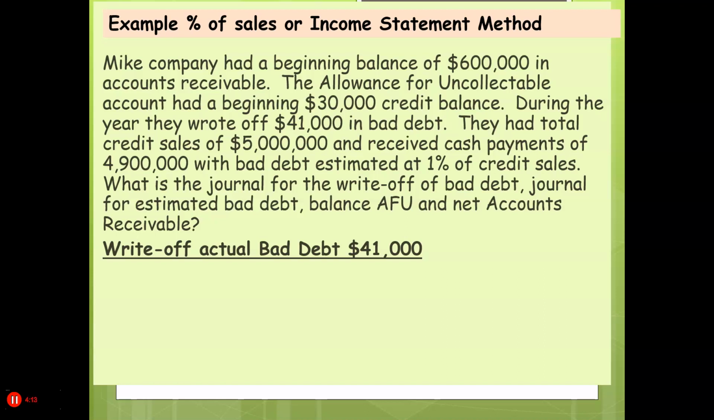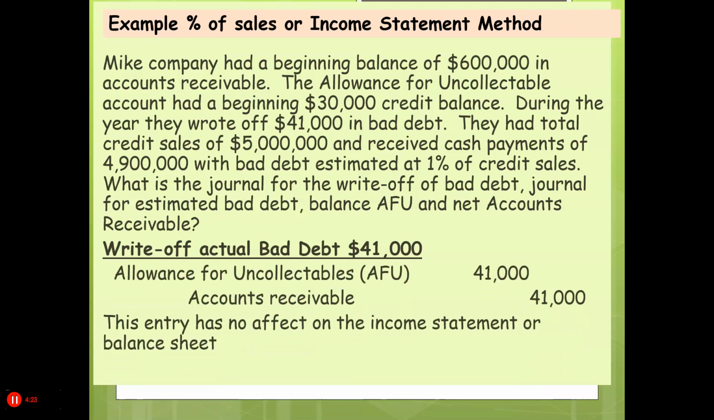During the year, we wrote off $41,000, and then we have sales, and we had cash, and bad debt expense estimated at 1% of credit sales. So, first, we're going to write off our bad debt. Now, if you notice, it goes against the allowance for uncollectible accounts and accounts receivable. These are both balance sheet accounts, so it nets out, which means it has no effect on the income statement or the balance sheet when you actually write off bad debt.